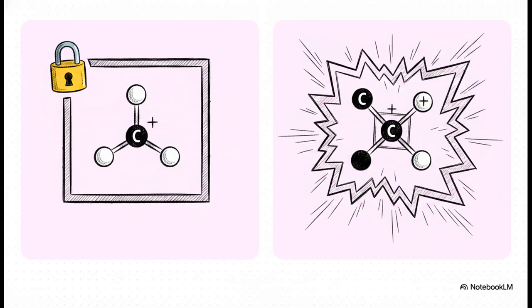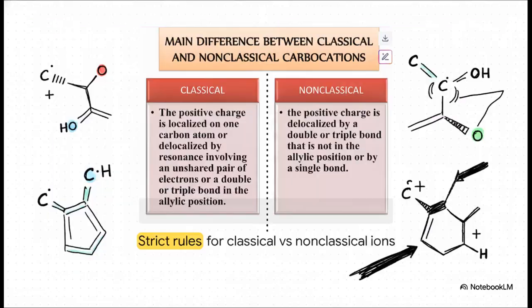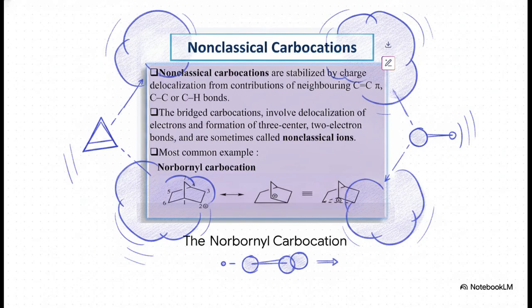But non-classical carbocations, they are the rule breakers. They share the burden of that positive charge by delocalizing it in entirely unexpected ways. Now, what's really interesting here is how incredibly strict the boundary between these two is. In a non-classical carbocation, the positive charge is delocalized by a double or triple bond that is completely outside of that normal allylic position. Or, and this is where it gets really bizarre, the charge is stabilized by a single bond. Yeah, literally a standard sigma single bond pitching in to help stabilize a positive charge. It's completely wild.